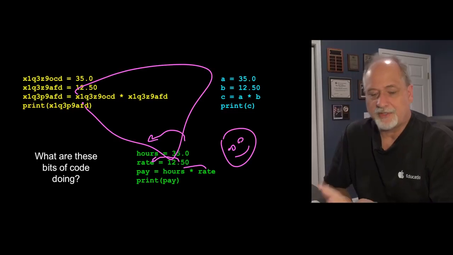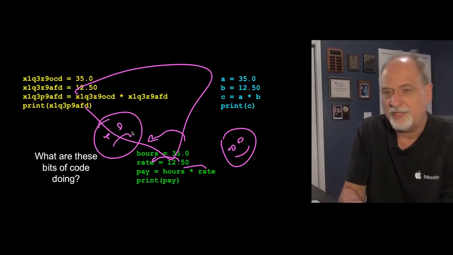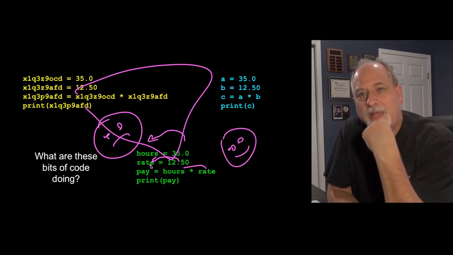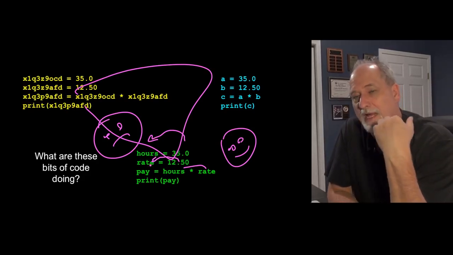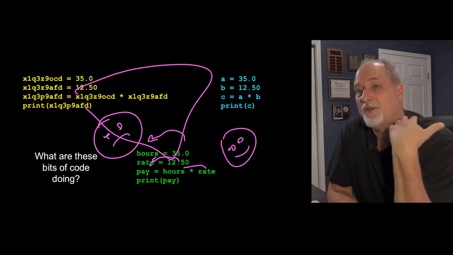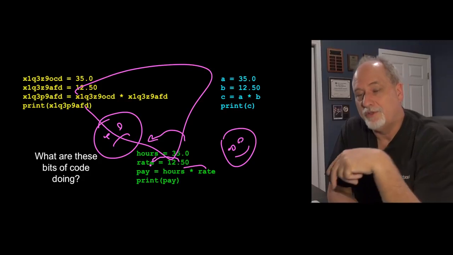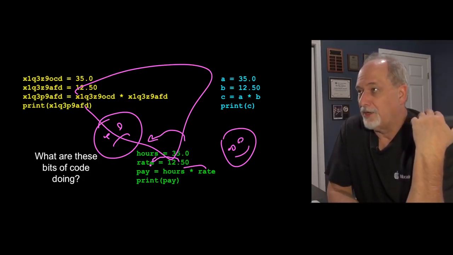The problem, the danger is, if you read this and you think that somehow Python understands payroll, that if you name a variable hours, that Python knows what hours means. The answer is Python really doesn't care what you name the variable as long as what you name it, you use it, right? And so you've got to be careful.